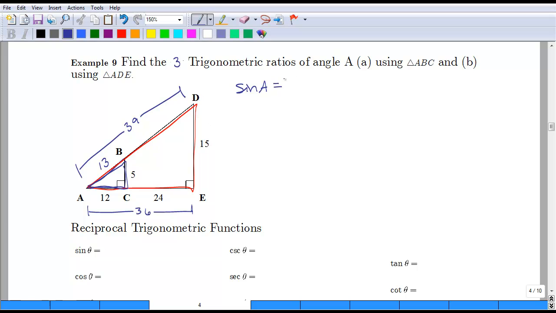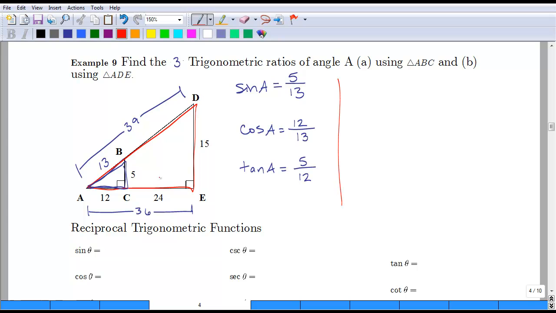Now let's go through and find sine of A for the smaller triangle. If we do that, opposite is 5, hypotenuse is 13. If we look at cosine of A, we have the adjacent side, which is 12, divided by the hypotenuse, which is 13. And the tangent of A is going to be the opposite, 5, divided by the adjacent, 12.